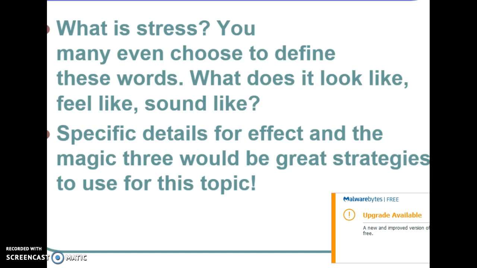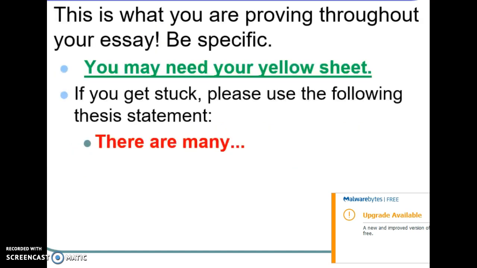And then our final step, who can remind us, what does that T stand for again? Dylan? Thesis, exactly. So your thesis or claim. Now, this is what you're going to be proving throughout your entire essay. This is where you're going to need to make that choice, right? Do you want to write about different strategies we can use to manage stress? Or do you want to write about different factors that cause stress? Your choice. You might want to use your yellow sheet to guide you in that direction.